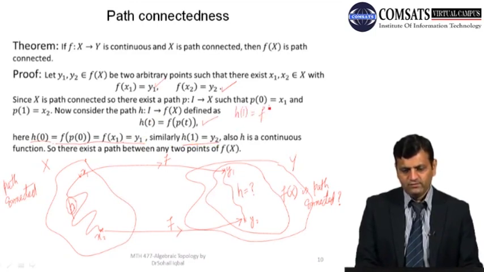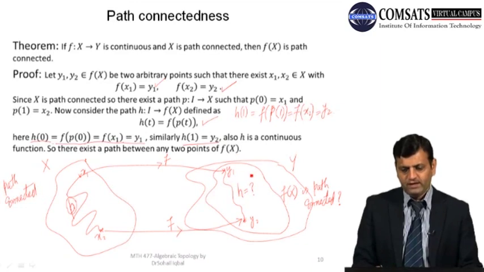So this is equal to f of p of 1. So p of 1 is basically x2. So f of x2, and f of x2 is y2. So that's why we have a function h from I to f of X which is continuous. h of 0 is y1, h of 1 is y2, so it's a path from y1 to y2.